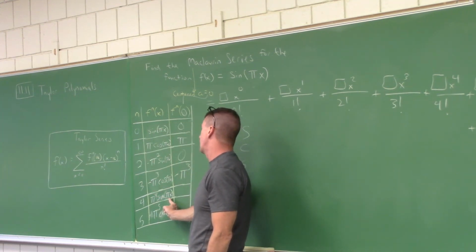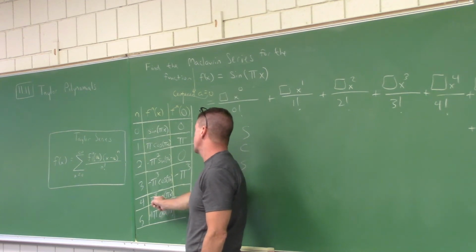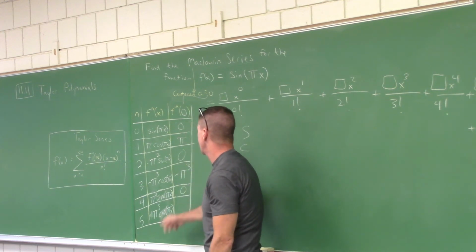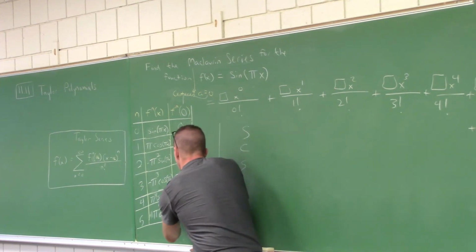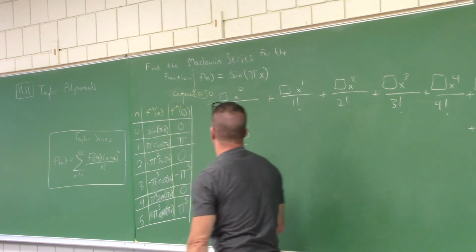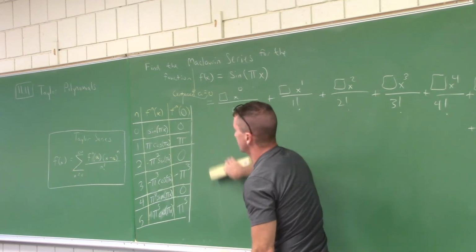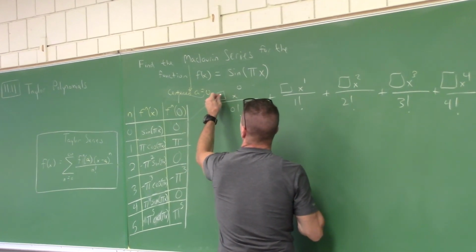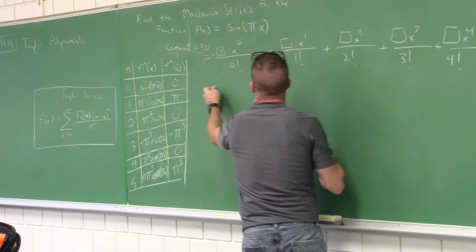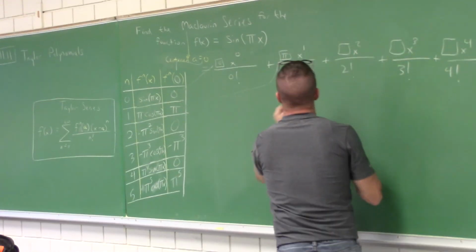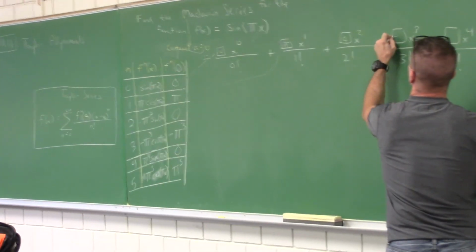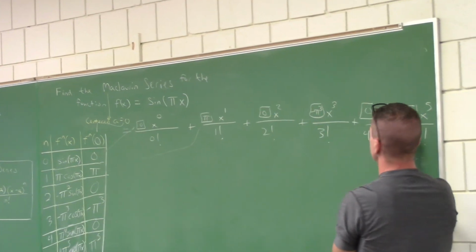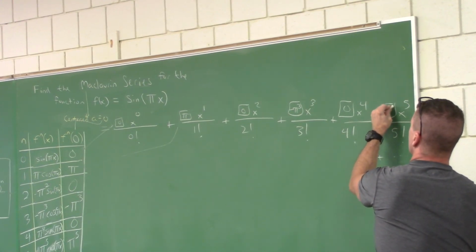What's sine of 0? 0. 0 times pi to the 4th is? What happens here? All right. Well, let's go jam these in here. Where's that going? Boom. That one. Next one. The next one. And this is a 0. And then this last one is positive.